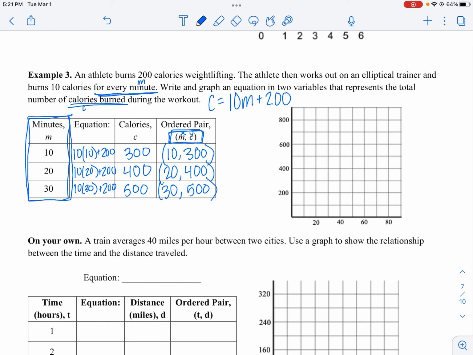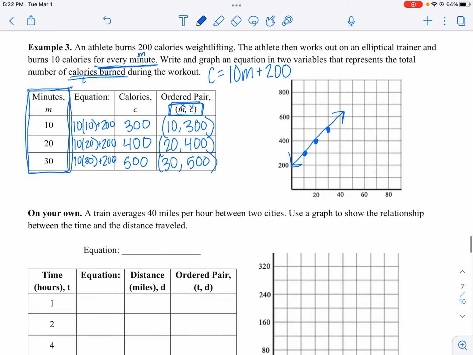So our 10, we're going to go to the right 10, and then we're going to go up to 300. So our 300 should be right in between 200 and 400. And then our 20, 400, go to the right 20 and up 400. And then our last one, 30, 500, go to the right 30 and up 500, just like that. And then draw your line like that. Okay.